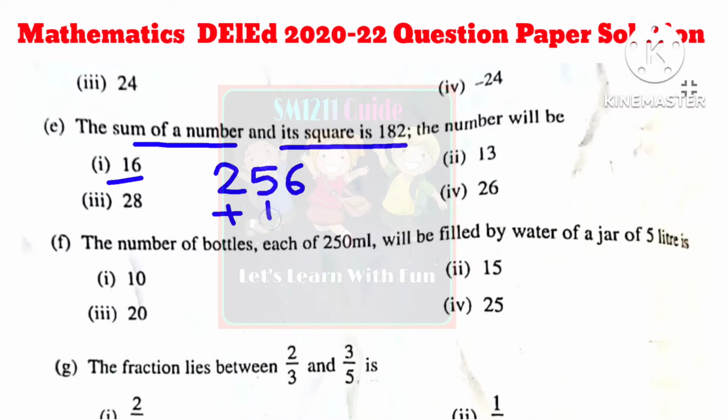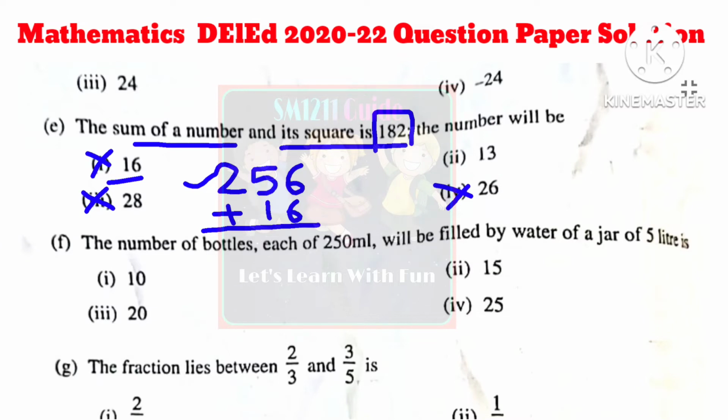16 plus 16, that is the number. If you add, you will get more than 182 because this square itself is more than 182. So 16 cannot be our answer. Even the options that are more than 16 will also not be the answer over here.